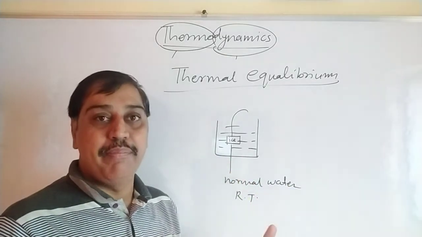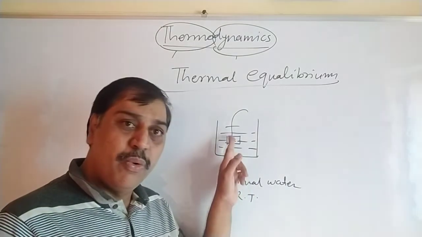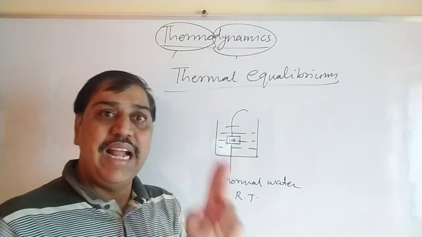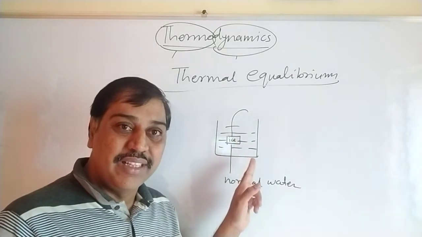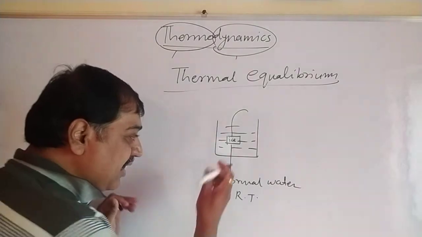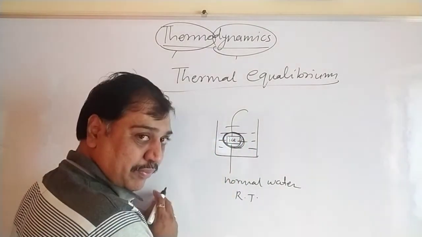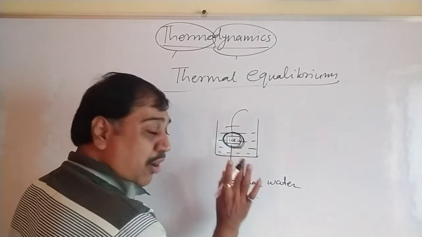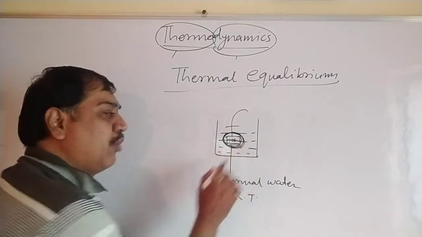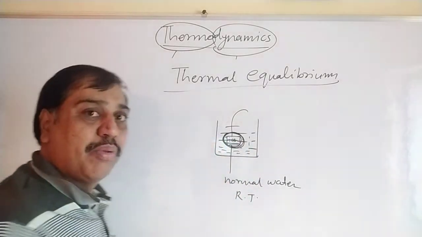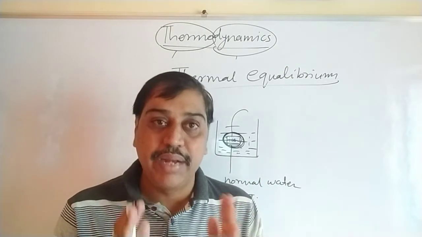After some time, maybe 2 hours, 4 hours, when the whole ice has melted in the water, if you observe the temperature of this water, it remains constant. Initially, when we put ice here, near the ice this portion is very cool, and this other portion is at normal temperature. But when the whole ice has melted in the water, the temperature of every part of the water remains constant. What does that mean? Thermal equilibrium is attained.